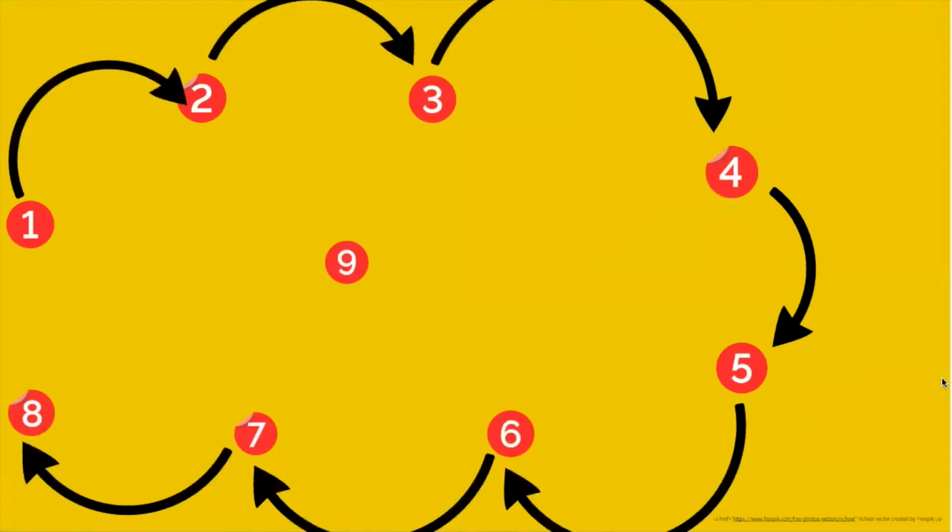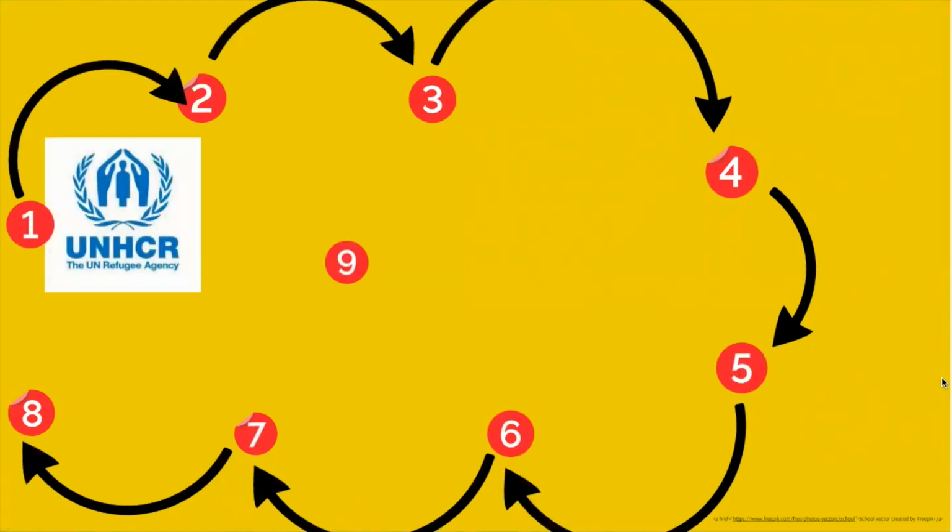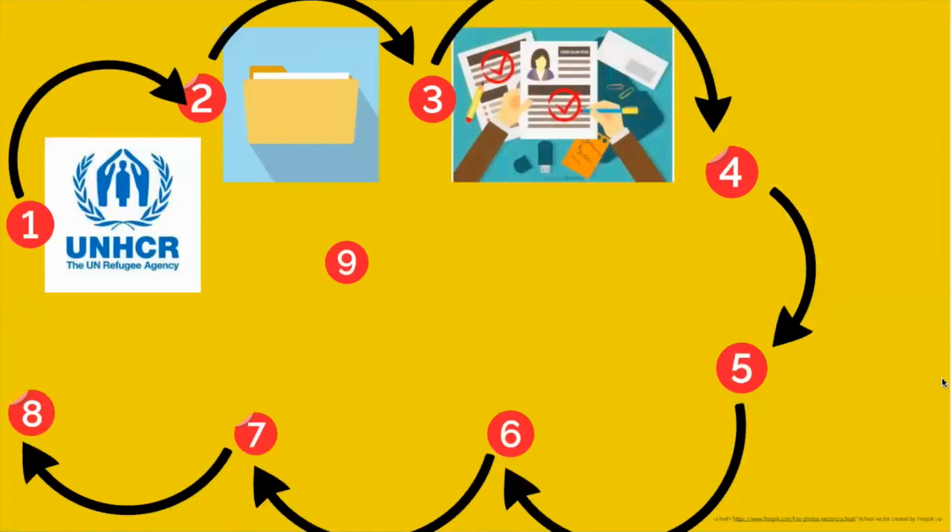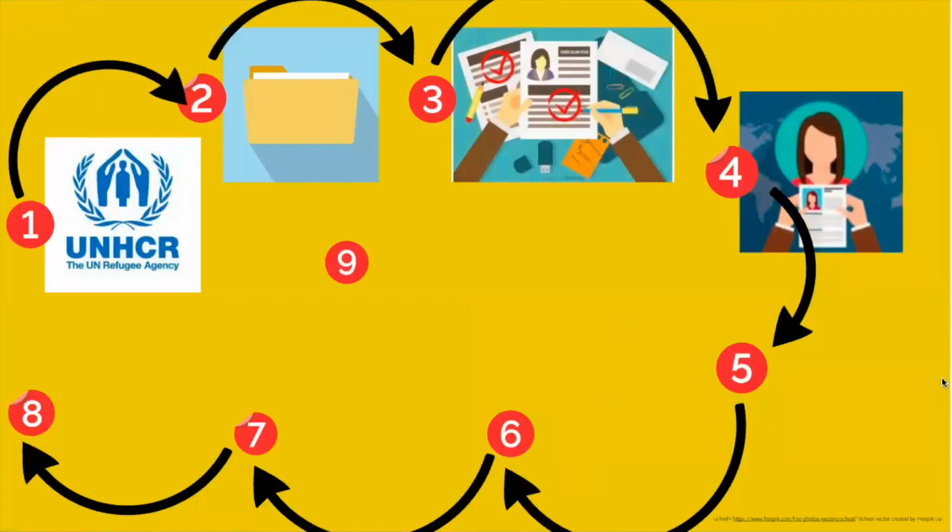Let's review that entire process in brief. 1. The UNHCR identifies candidates and collects essential information. 2. The RSC creates a file for the applicant. 3. The first round of screenings and security checks take place. 4. The candidate interviews with the Department of Homeland Security.